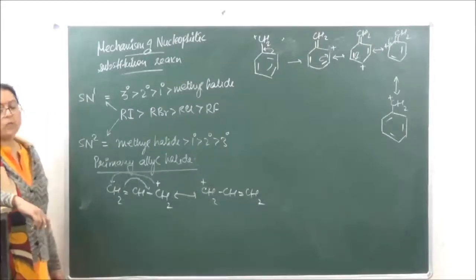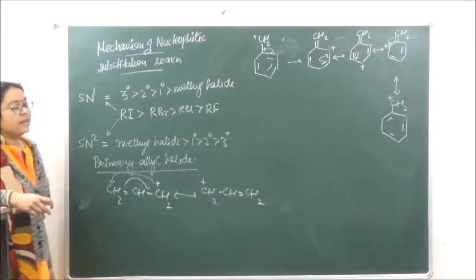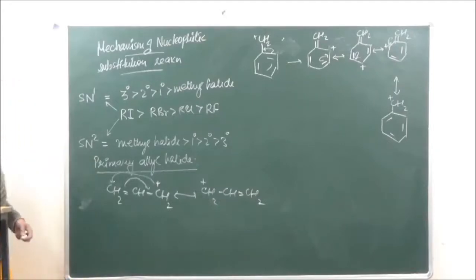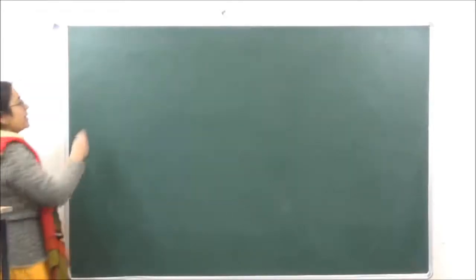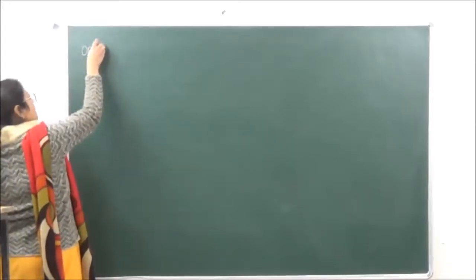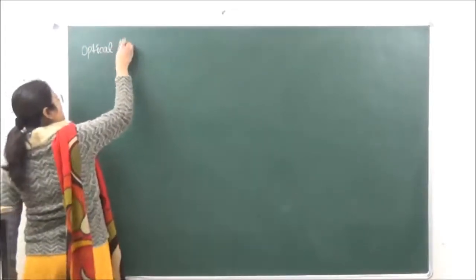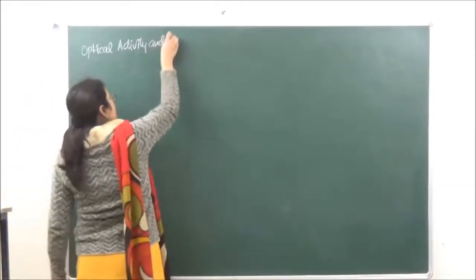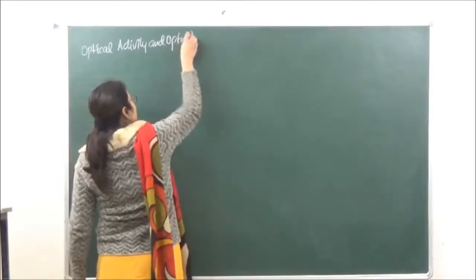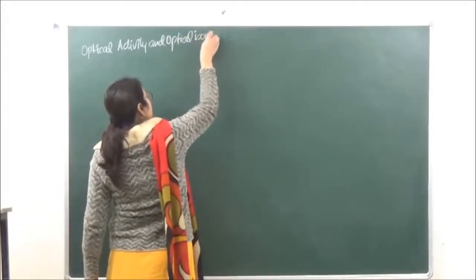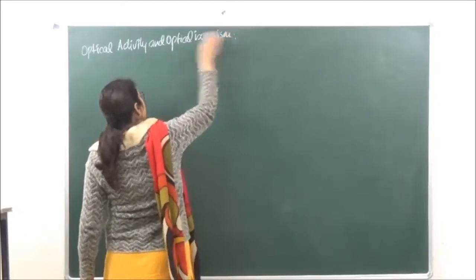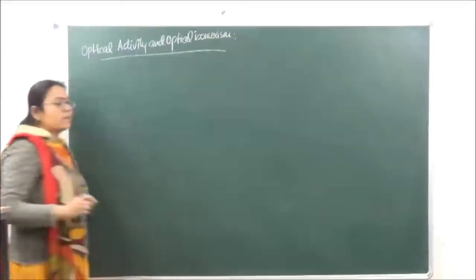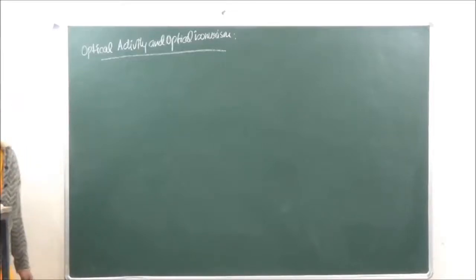The next topic which we are going to do is optical activity and optical isomerism. Let's understand these terms now. So we have over here optical activity and optical isomerism. Now when we are doing optical activity and optical isomerism, let's understand first the following terms.